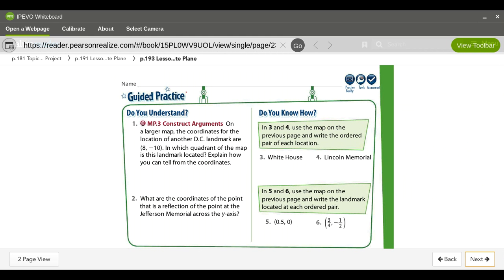On number 1, it says, on a larger map, the coordinates for the location of another DC landmark are (8, -10). In which quadrant of the map is this landmark located? Explain how you can tell from the coordinates. Just by looking at the coordinates, we have a positive and we have a negative. If we go back to our learning target, it said that I can graph rational numbers in a coordinate plane by using an ordered pair, quadrants, and the origin. So I have my ordered pair and I'm going to look at the quadrant. I have a positive in my x and a negative in my y. So that tells me that I'm going to be in quadrant 4.